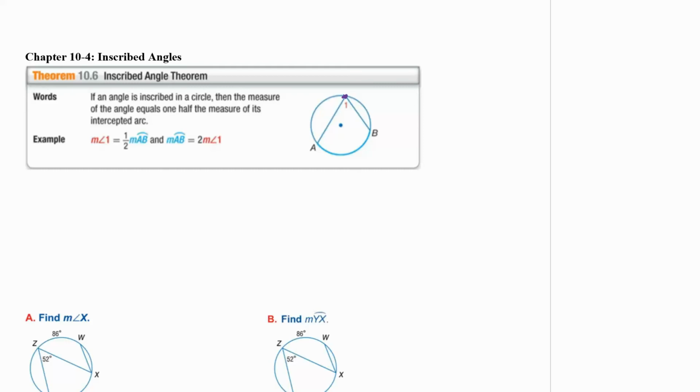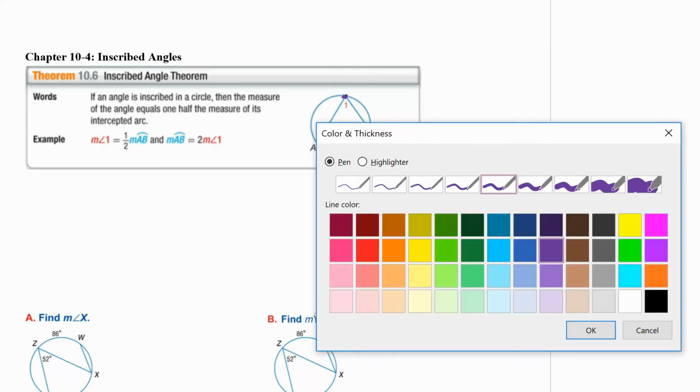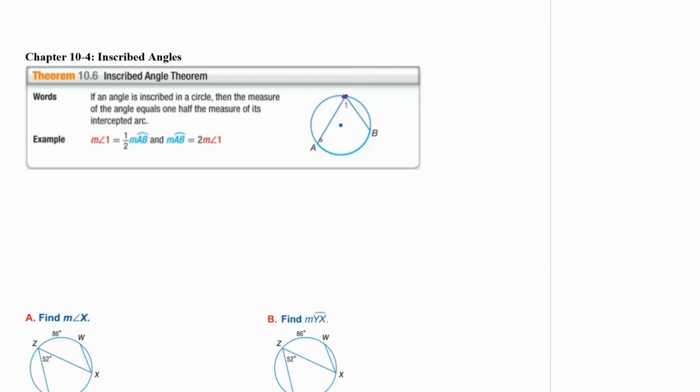Chapter 10.4, Inscribed Angles. If an angle is inscribed in a circle, which means that the vertex of the angle is a point that is on the circle, then the measure of the inscribed angle is 1/2 the measure of the arc it intercepts. For example, if arc AB was 80 degrees, then this inscribed angle here would be 40 degrees.